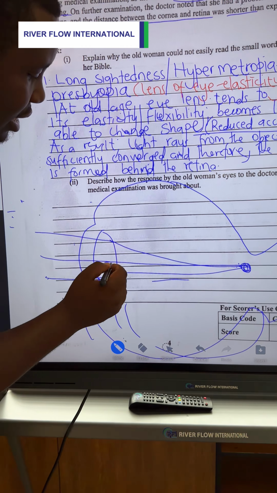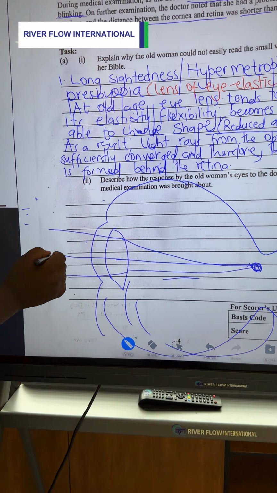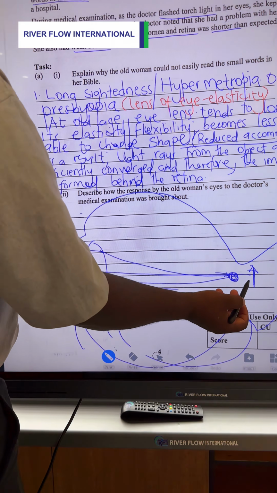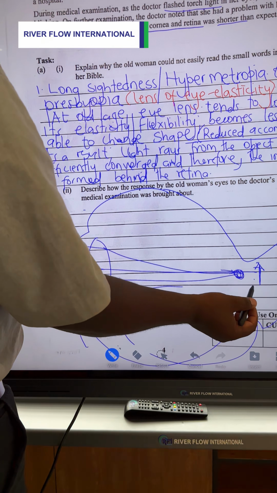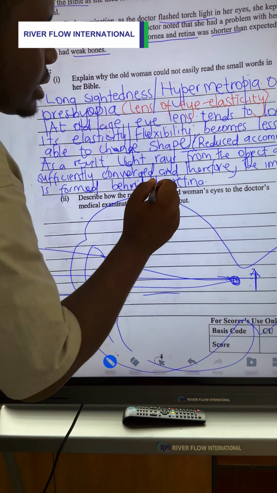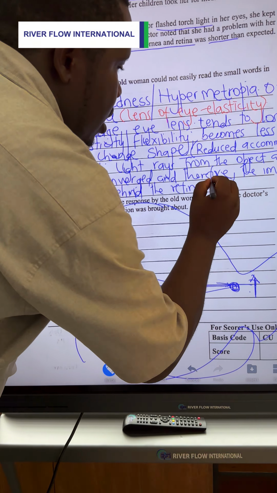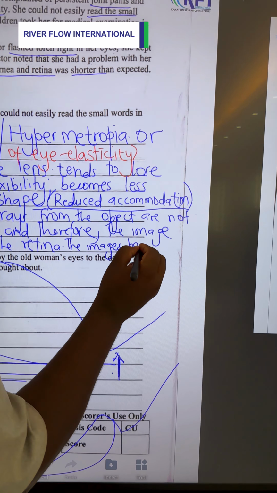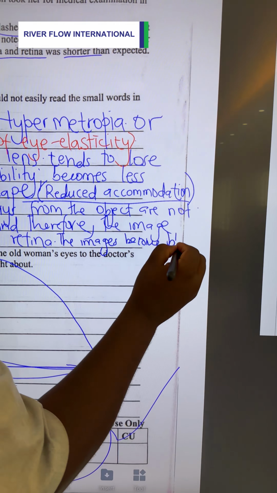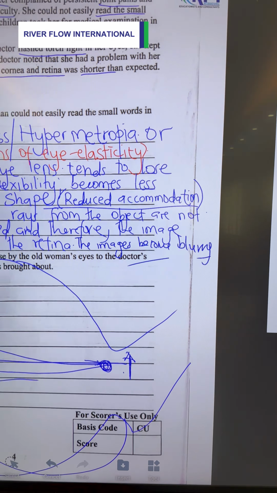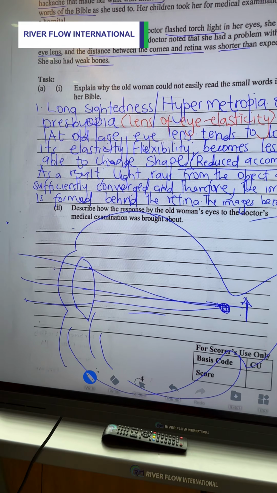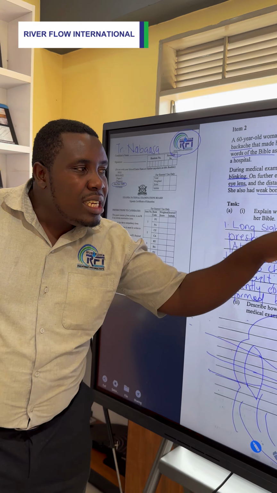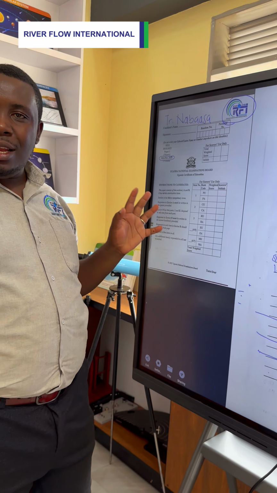Now, in long-sightedness, when light rays are coming from a near object, instead, the image is formed behind the what? Behind the retina, and therefore, you cannot see. So what happens? The images become blurry. So you cannot easily see things clearly. And that is the reason why this old woman was not able to read the small words of the what? Of the Bible.